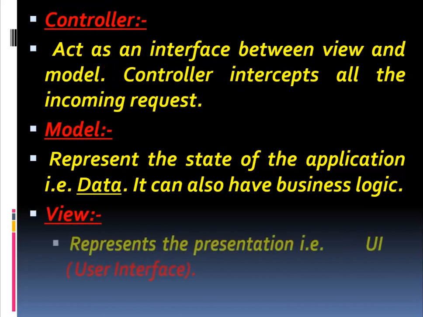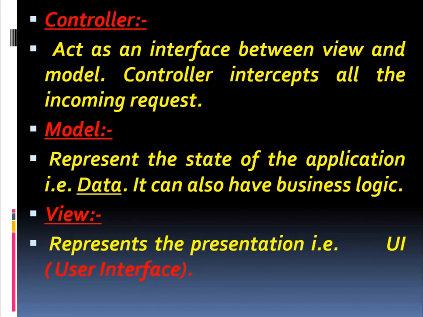Then view. What is view? View is the presentation logic. It represents the presentation, that is UI or user interface. Whatever pages the user views from the front end, from the user perspective, are called view. So it represents the presentation layer. The user only interacts with this interface, and the controller and model are the backend things. Only the front end is the view. Users can view these views only. So these are the model, view, and controller. Controller acts as an interface between the model and view.